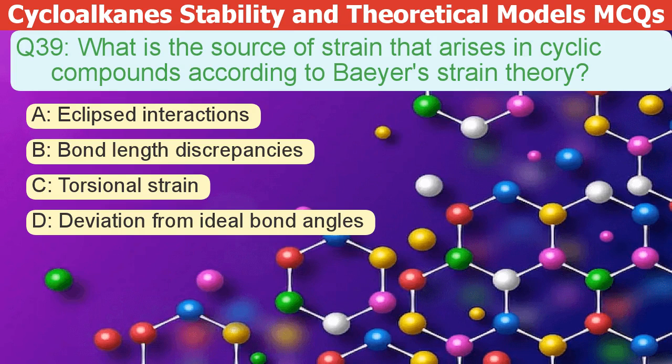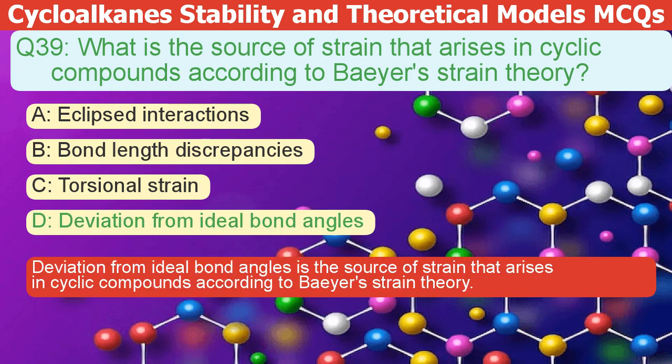What is the source of strain in cyclic compounds, according to Bayer's strain theory? A. Eclipsed interactions. B. Bond length discrepancies. C. Torsional strain. D. Deviation from ideal bond angles. The correct answer is D. Deviation from ideal bond angles is the source of strain in cyclic compounds, according to Bayer's strain theory.